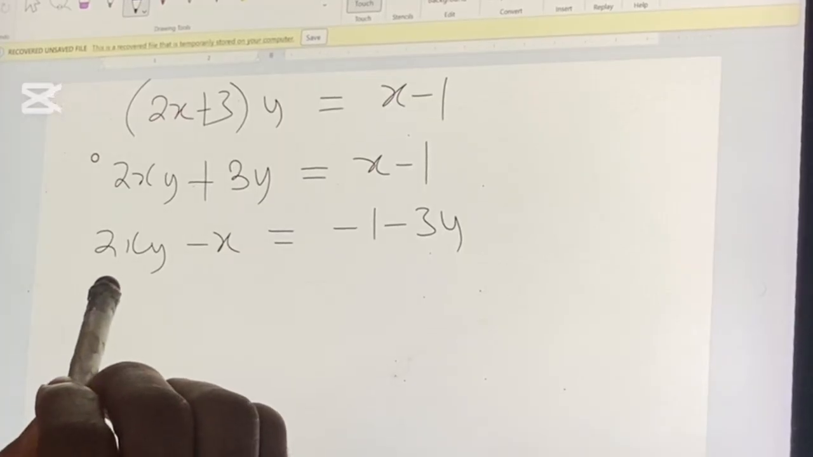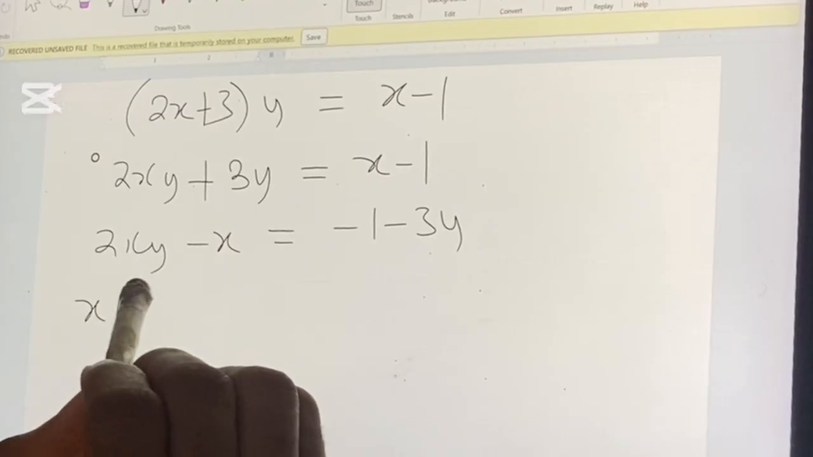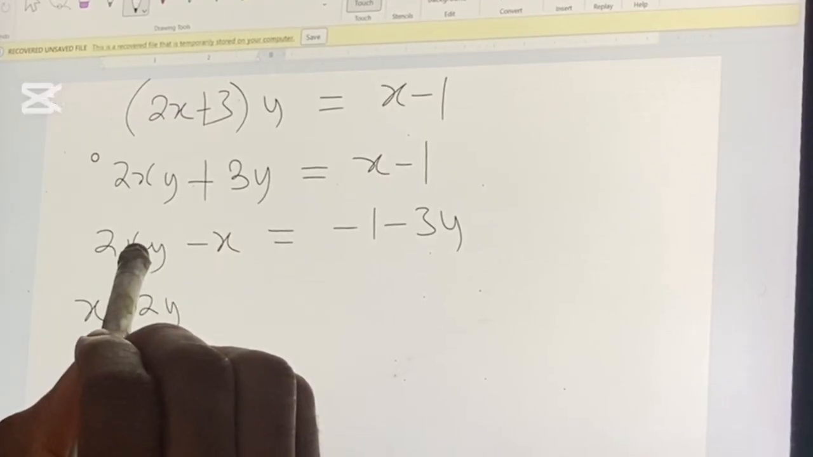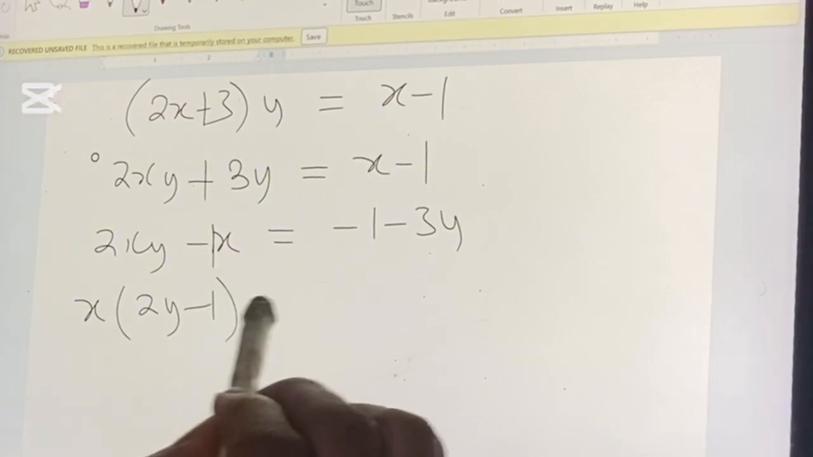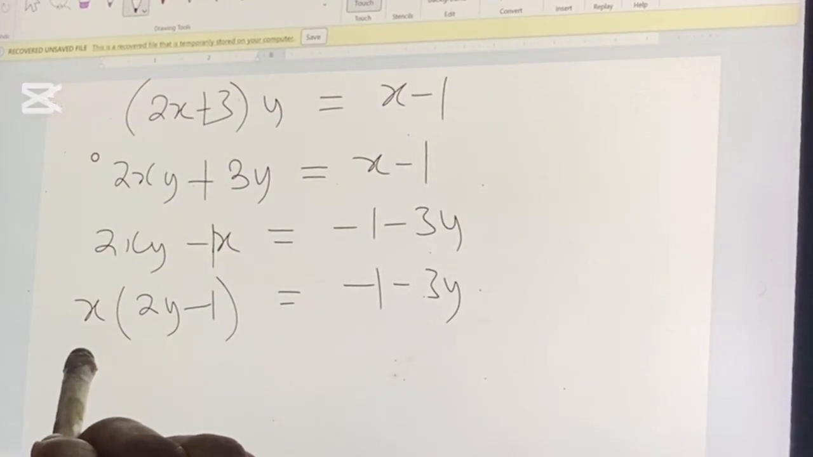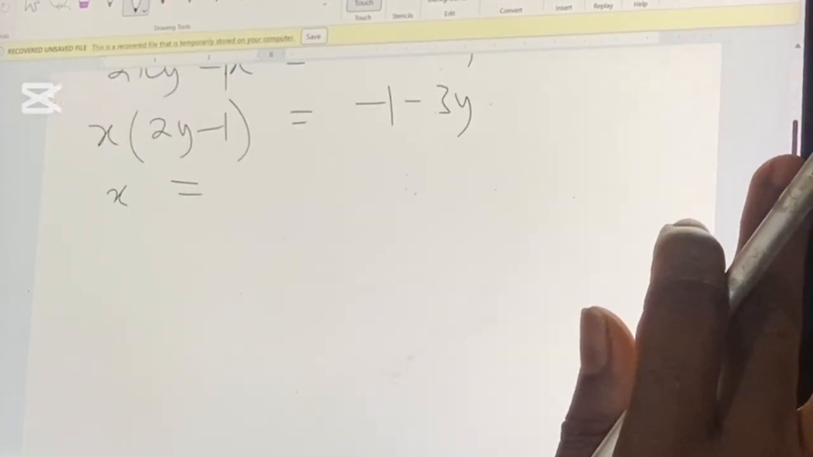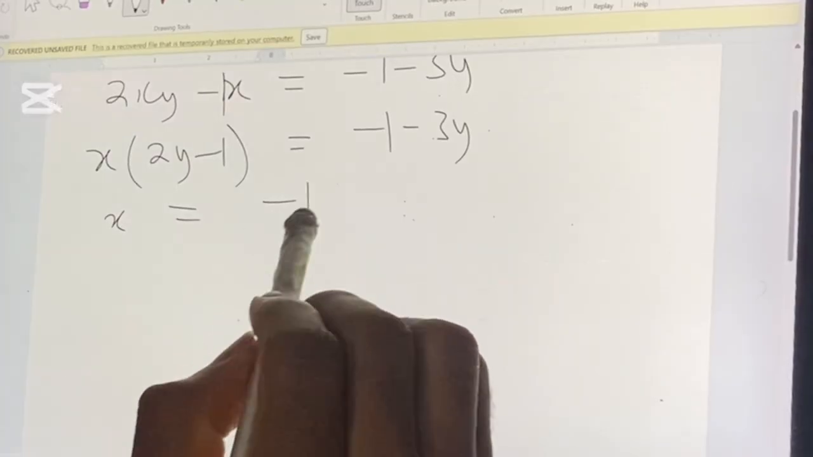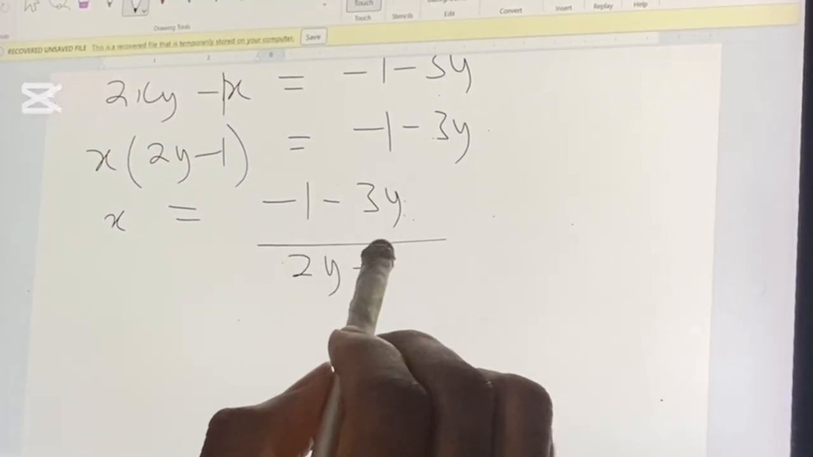So let's make s the subject. I'll factor out s. When you factor out s here, I'll be left with 2y here. So there's an invisible 1 here. When you factor out s here, it is 2y minus 1, which is equal to minus 1 minus 3y. So let's make s the subject. s here is equal to minus 1 minus 3y over 2y minus 1.